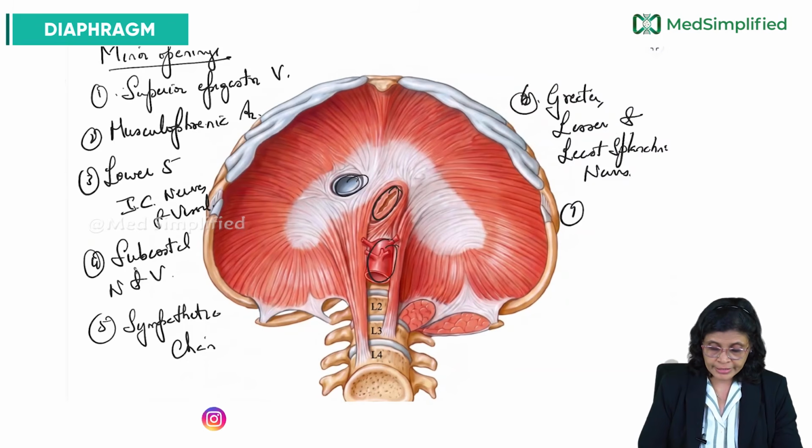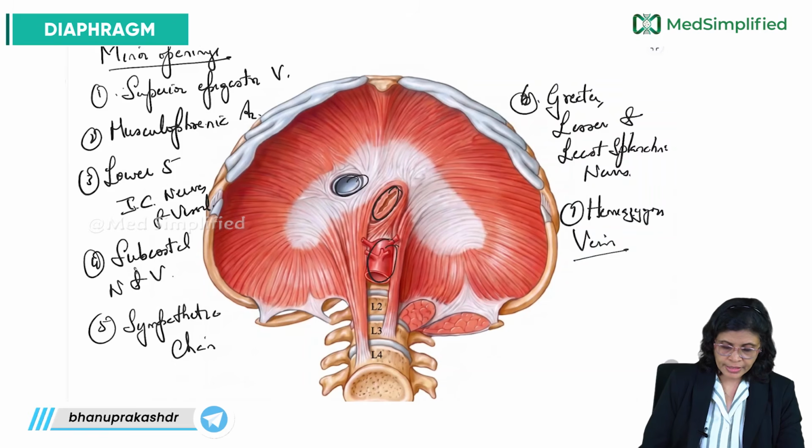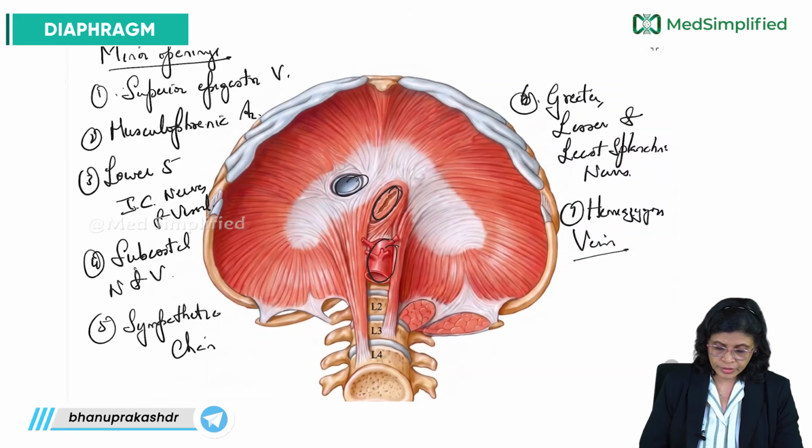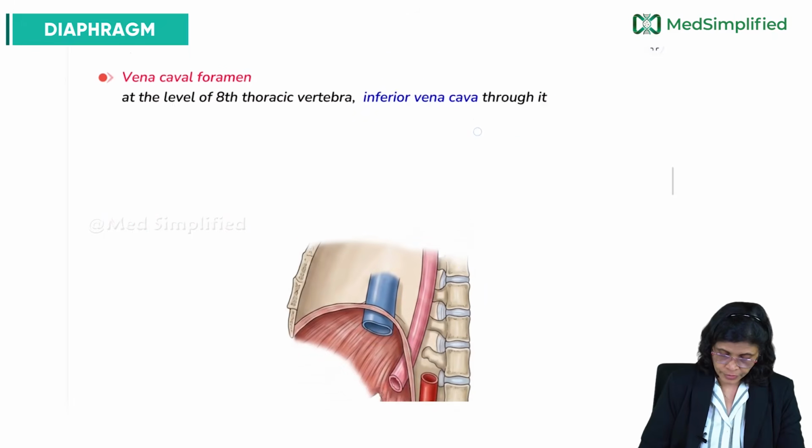So we have the greater, lesser and least splanchnic nerves, and then we also have the hemiazygous vein. Okay, so these are the minor openings, which are the structures which pass through small openings through the diaphragm.